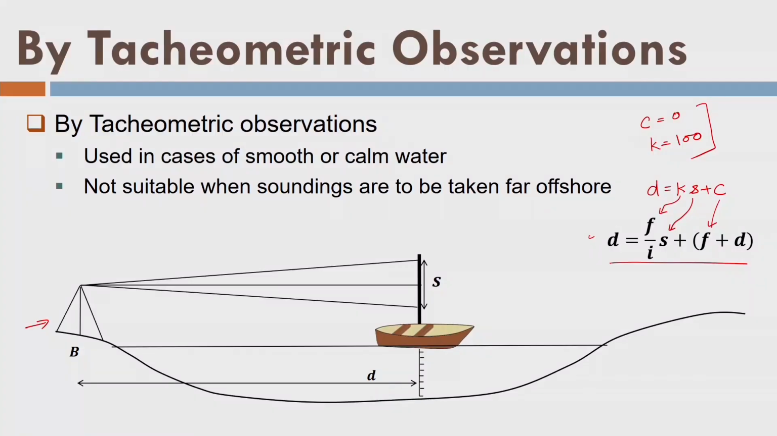In this case, we can perform the sounding by using tachyometer and sounding instrument. So, now we are preparing some kind of section data here. This method is called tachyometric observation method. This is not suitable when soundings are to be taken far offshore. It is usable only when we want our survey to be performed very near to the shore or near to a point which is very close to the shoreline.